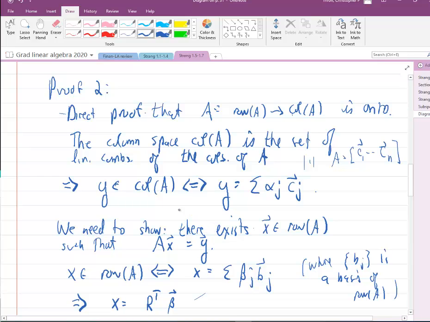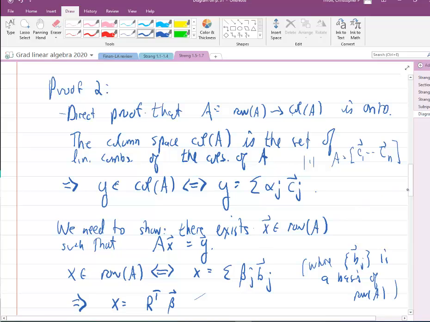All right, now what do we know about x if it's in the row space? Well, if x is in the row space, then it's a linear combination of the basis vectors in the row space. Okay, so I can write this, where these bj's are coefficients. This bj is the basis of the row space. So just keep that in mind. In this notation, Cj are the columns of A, also a basis of the column space of A. Bj is the basis of the row space of A.